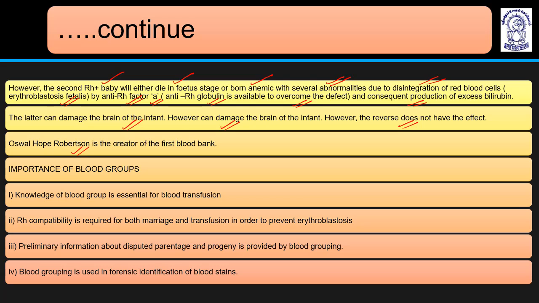Oswald Hope Robertson is the creator of the first blood bank. Now, what is Rh incompatibility? If an Rh positive male marries an Rh negative female and the baby is Rh positive, then the baby develops antibodies against Rh negative. Or we can say the mother develops antibodies against Rh positive.